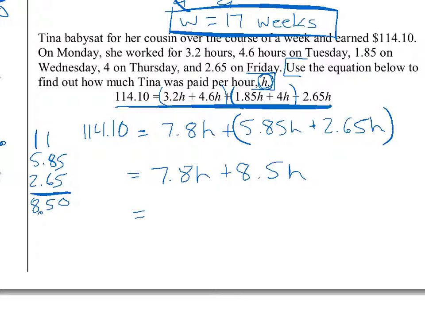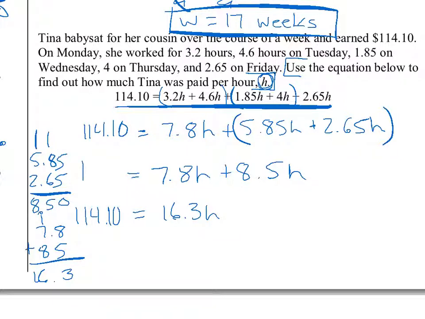And finally combine those last like terms. That's going to give me 7.8 plus 8.5 is 3, carry the 1, 16.3H equals 114.10. This is now an easy equation to solve. Divide both sides by 16.3.